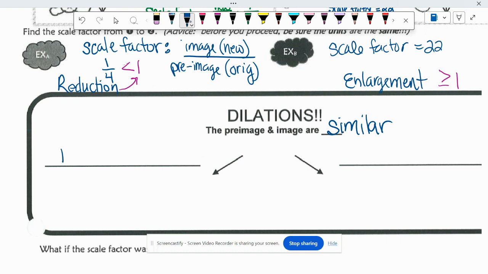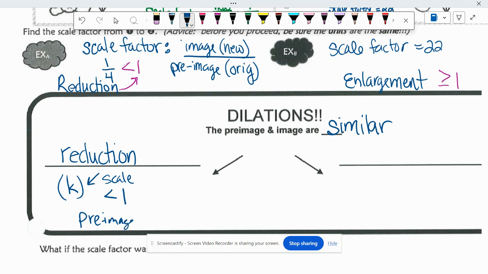So I'm just going to write exactly what we wrote again for those of you that didn't get it. What do I know about a reduction? The scale factor, K, is how we represent our scale. K is less than 1, but greater than 0. So K is really a positive number, right? And we know how to find it: we take the new over the original. For a reduction, we take the pre-image and make it smaller. The pre-image is made smaller.